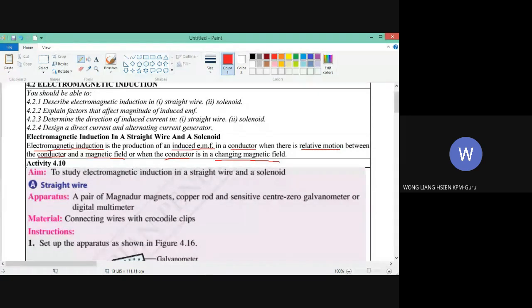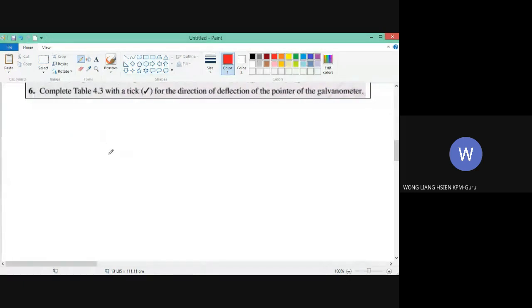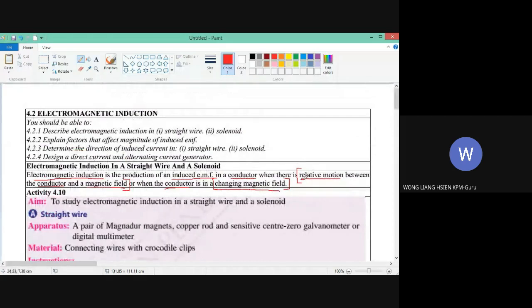So there are two methods in electromagnetic induction where we can produce induced EMF. The first is when there is relative motion between the conductor and a magnetic field. The second is when the conductor is inside a changing magnetic field. Let's talk about the first one, relative motion between conductor and magnetic field. First we need to understand what it means by relative motion.